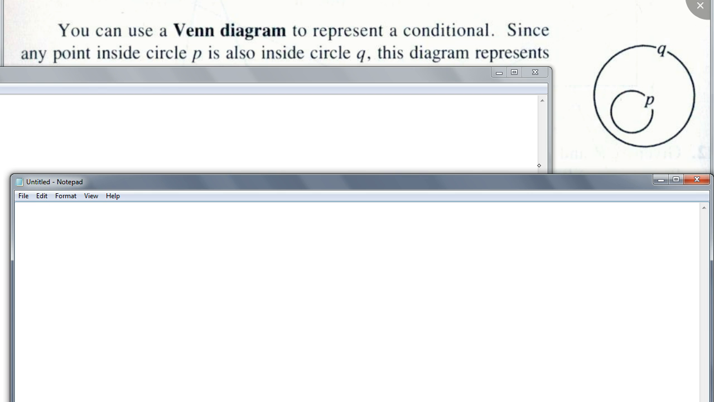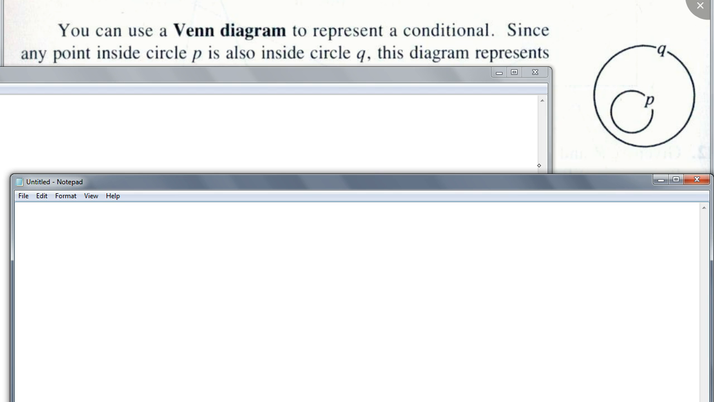Can anyone see it? Wait, what? As a conditional using P and Q, right? What would this be? Would it be if P then Q, or would it be if Q then P? You don't think it matters big time? Okay, go ahead. Discuss with the group.